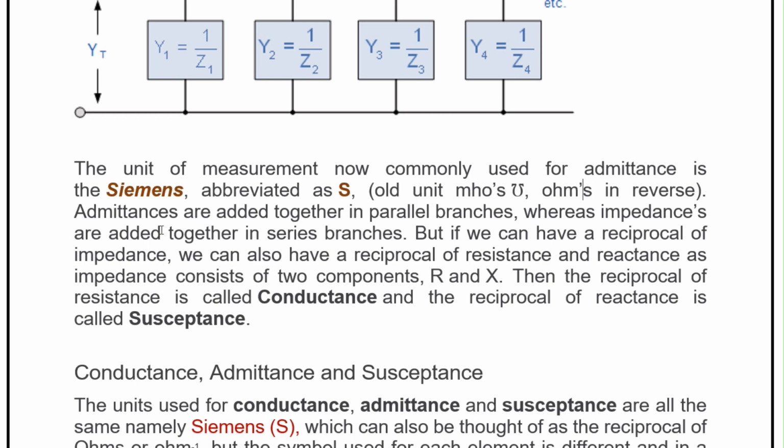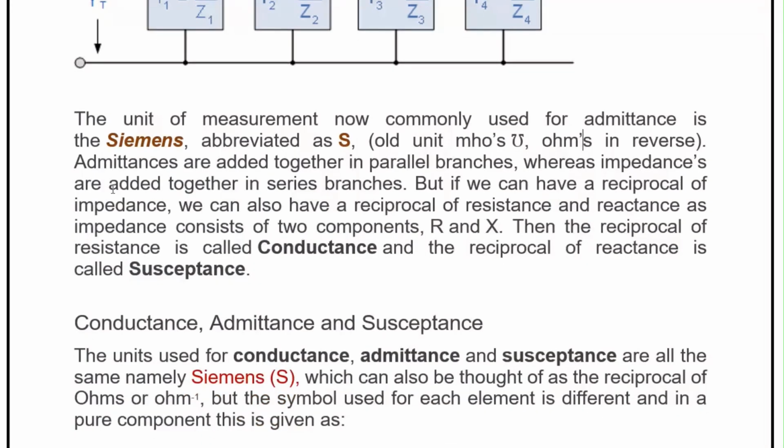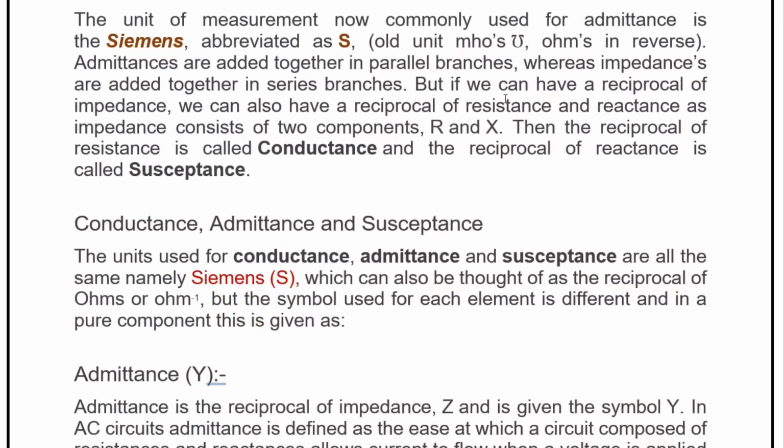Admittances are added together in parallel branches, whereas impedances are added together in series branches. This is the difference between series and parallel circuits. In the parallel circuit, admittances are added, whereas impedances are added in the series circuit. This is the difference.